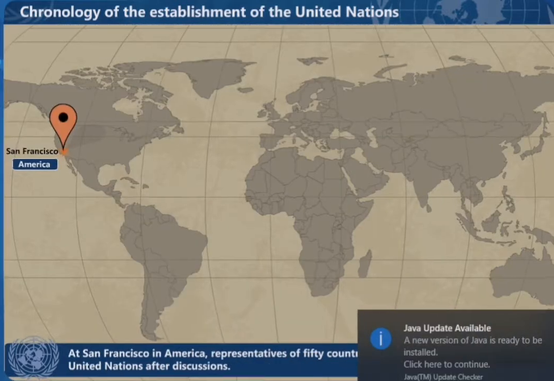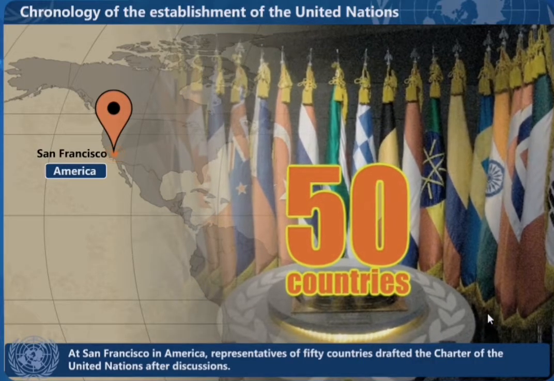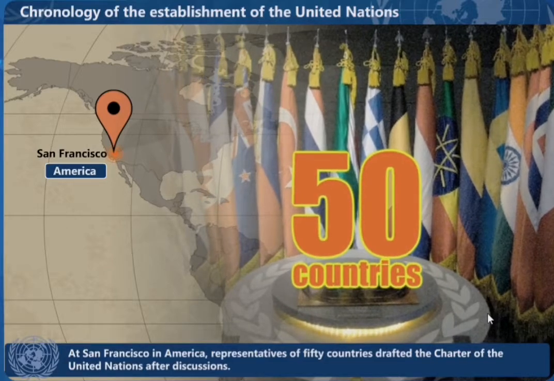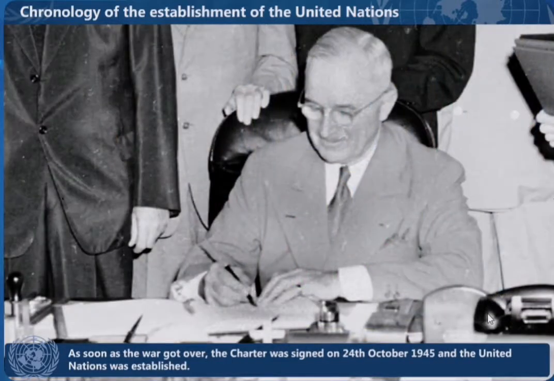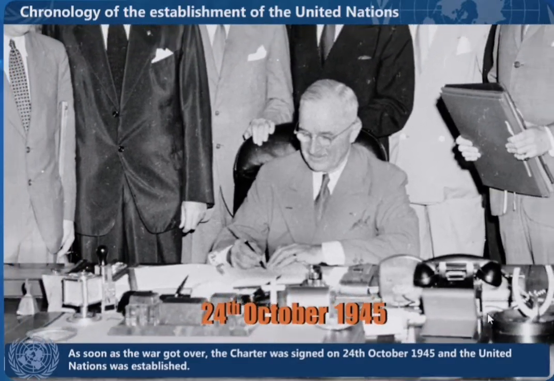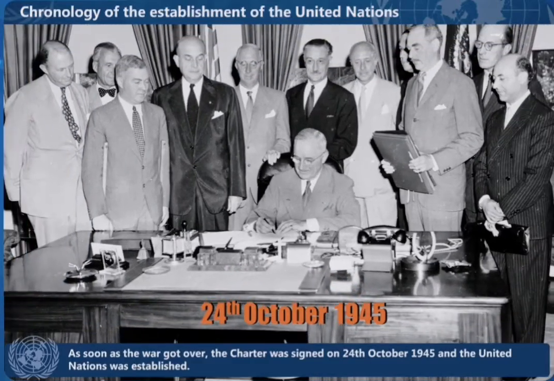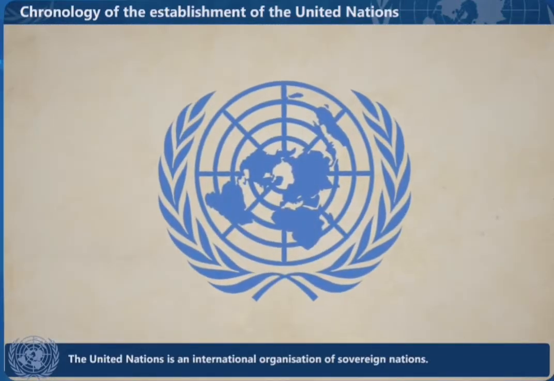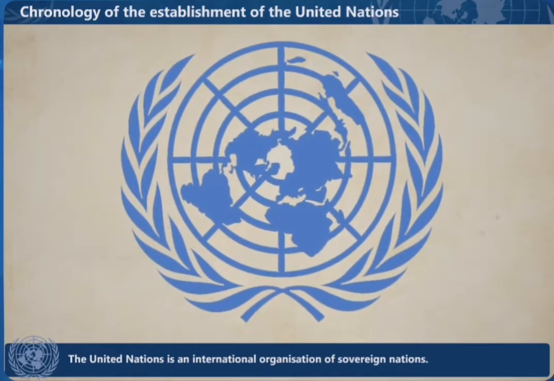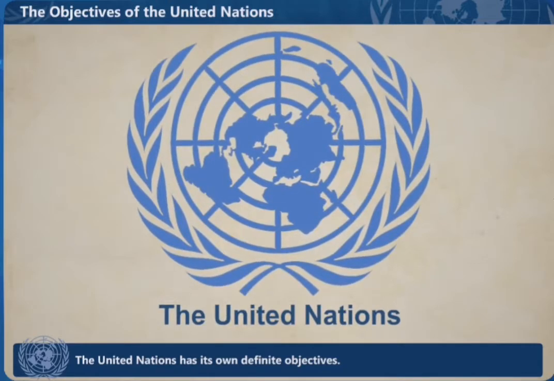At San Francisco in America, representatives of 50 countries drafted the Charter of the United Nations after discussions. As soon as the war got over, the Charter was signed on 24 October 1945 and the United Nations was established. The United Nations is an international organization of sovereign nations. The United Nations has its own definite objectives.